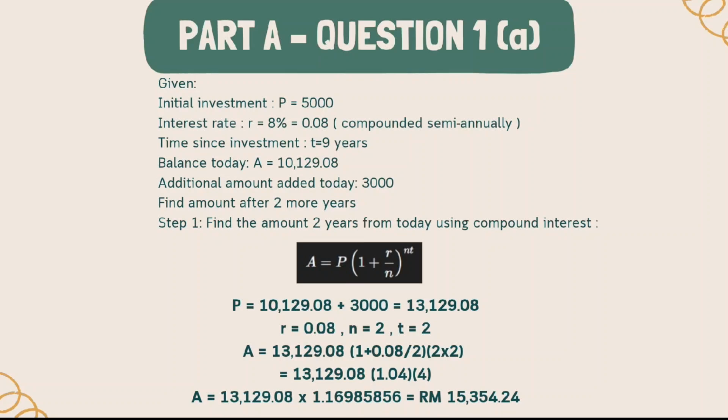to the power of 2 times 2. Then we got 13,129 and 8 cents times 1.04 to the power of 4. So we get 13,129 and 8 cents times 1.1698556, and when we multiply it we get 15,354 and 24 cents. Thank you.